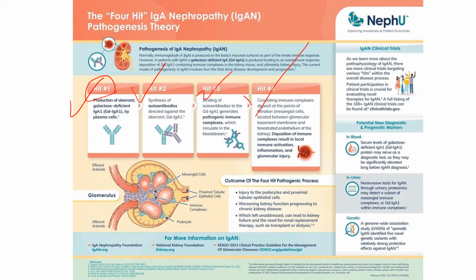So this is the final shape, or the whole pathway in 4 steps, describing why IgA nephropathy may happen.